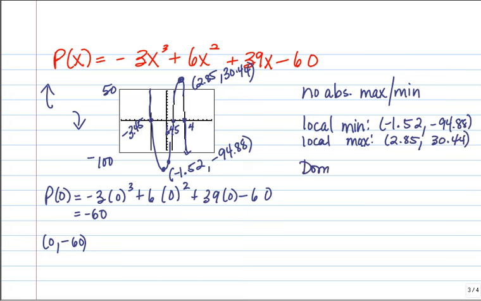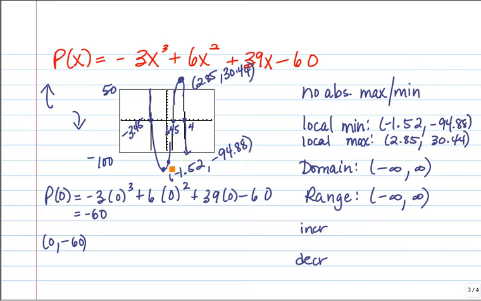What else do we need? The domain is all reals, right, because it extends indefinitely from the left to the right. What about the range? Right, it's all reals as well because that goes on forever and ever down and forever and ever up. So remember, an odd degree function has a range of all reals. Now, what about where it is increasing and decreasing?